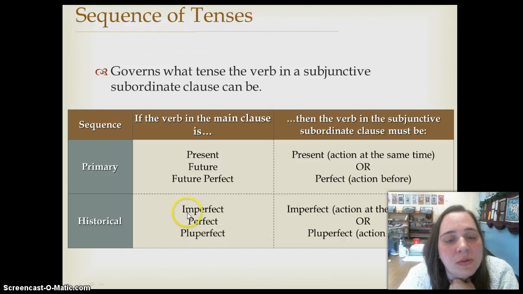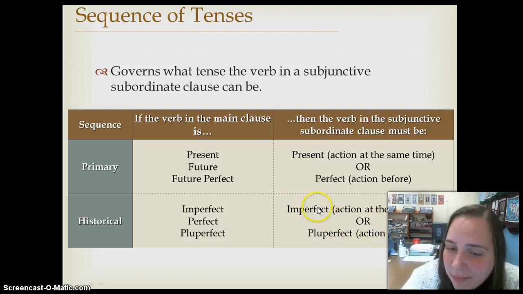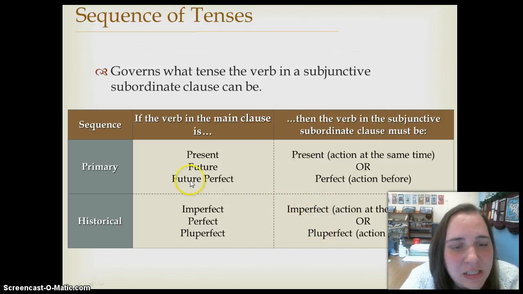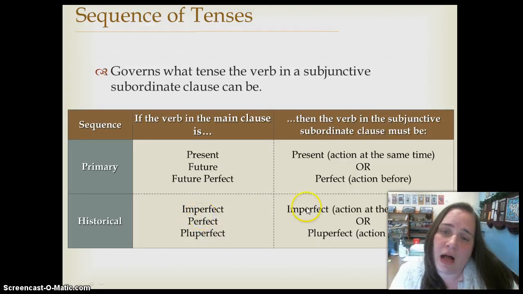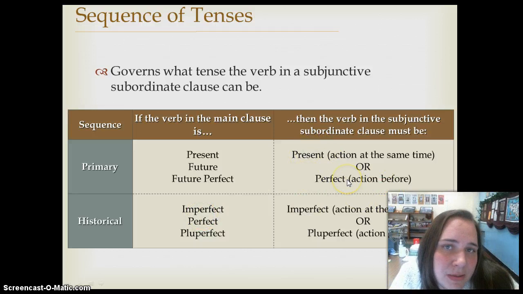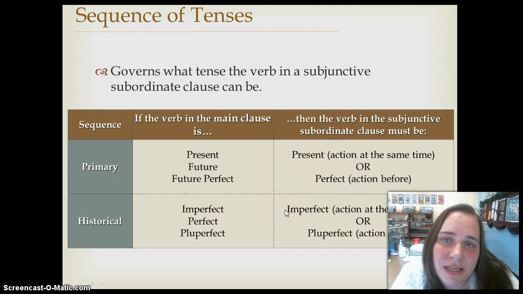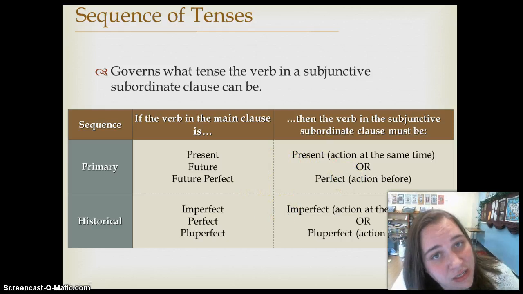Now, if you are using the imperfect, perfect, or pluperfect tense, now you are in secondary or historical sequence. So you can only use an imperfect subjunctive or a pluperfect subjunctive in your subjunctive subordinate clause, okay? So if you have a present verb in your main clause, you can never have an imperfect or a pluperfect subjunctive in your subjunctive subordinate clause. And vice versa. If you have a perfect verb in your main clause, you can never have a present or a perfect subjunctive in your subjunctive subordinate clause. These are the rules that tell you which tense you may or, in fact, have to use.